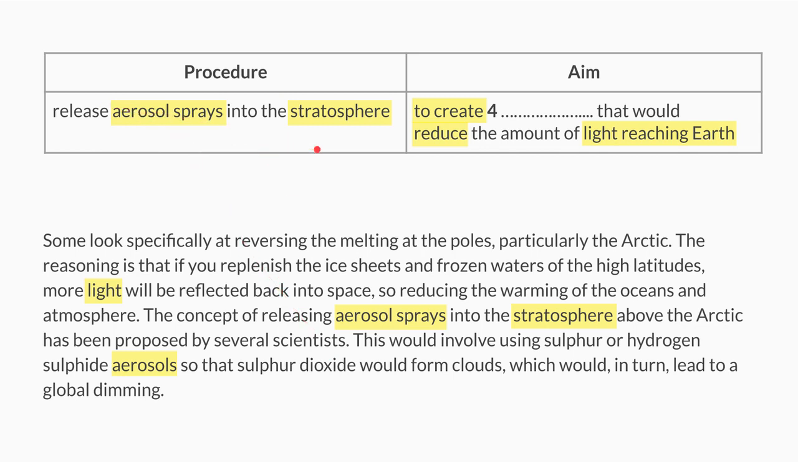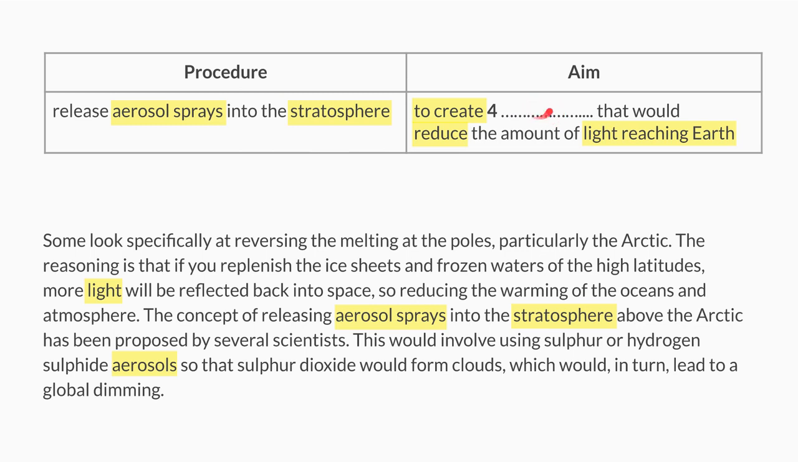Let's look at what the question is asking us. It says, the procedure is to release aerosol sprays in the stratosphere. Alright, so it mentions something about that right here. And then the question says that we do this procedure in order to create dash that would reduce the amount of light reaching the Earth. Okay, so we still don't know what this something is. Create what? We are looking for a noun.